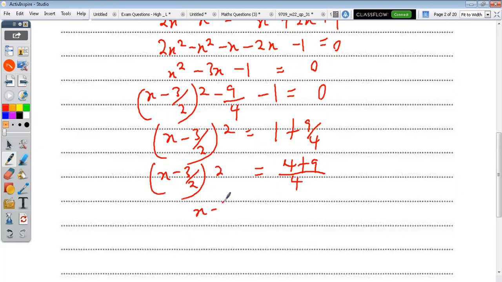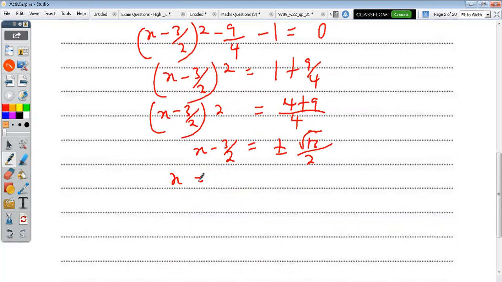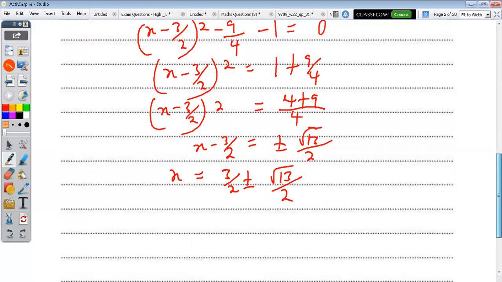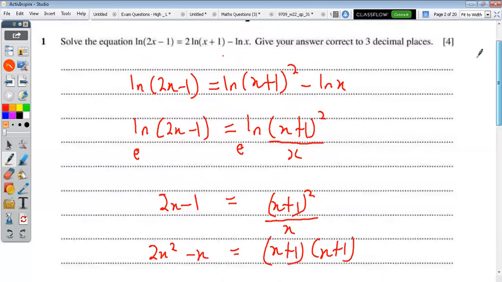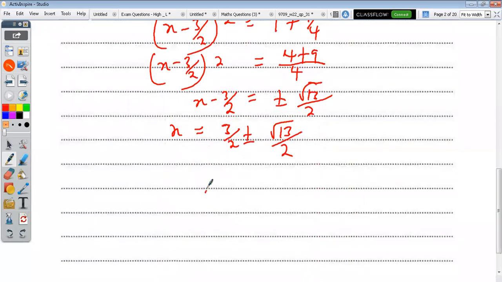Square root of both sides, x minus 3 over 2 is equal to plus or minus the root of 13 over 2. Take that to the other side, x is equal to 3 over 2 plus or minus the root of 13 over 2. So it's something to learn: you can't take ln of a negative. So x is equal to (3 plus root 13) over 2. Then you find that in your calculator.